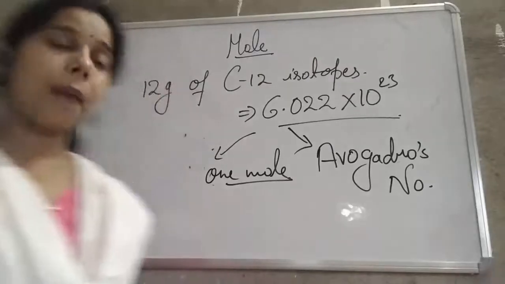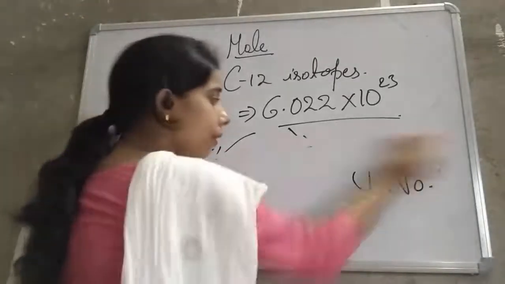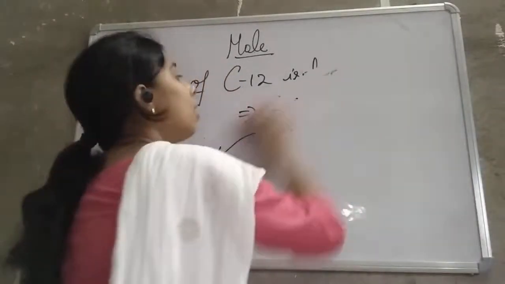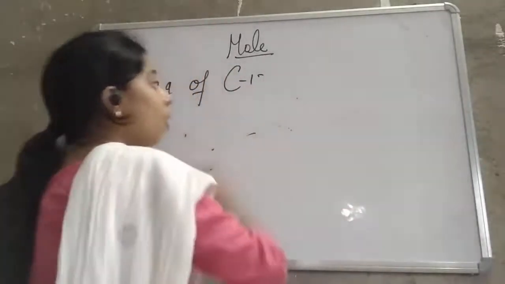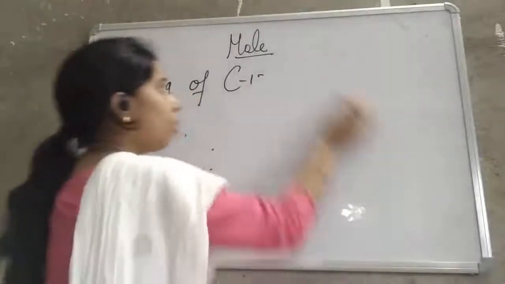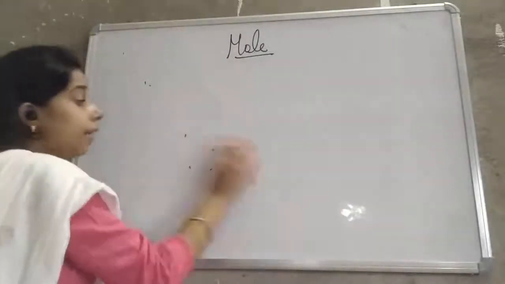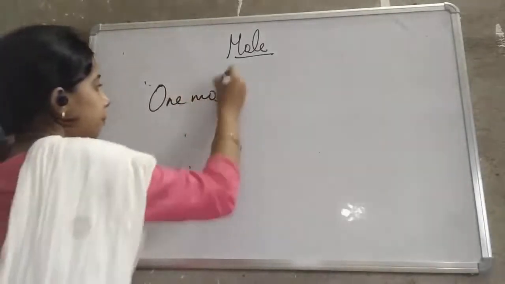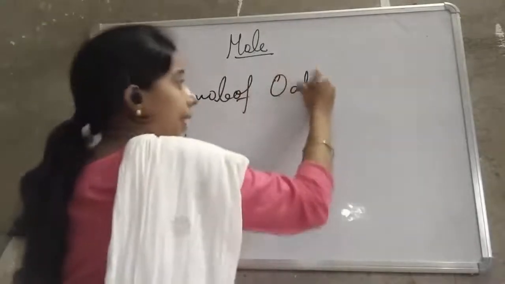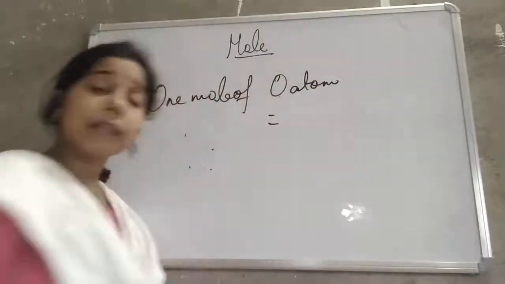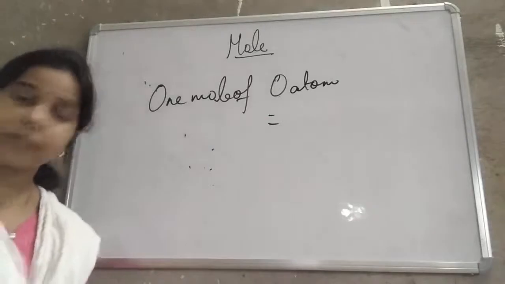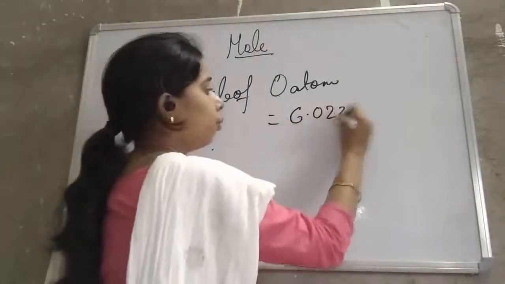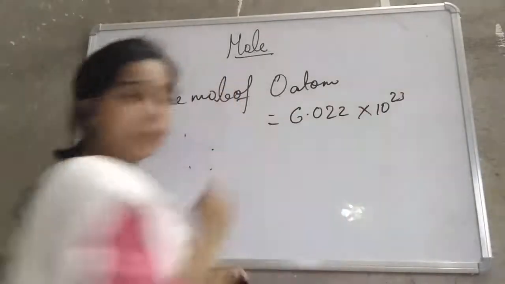Now if we talk about Avogadro's number, students, what does that mean? For any atoms or molecules, how many particles does it consist of? It consists of 1 mole of particles. Next, suppose we talk about 1 mole of oxygen atoms. The number of particles present is 1 mole, which equals 6.022 × 10^23.